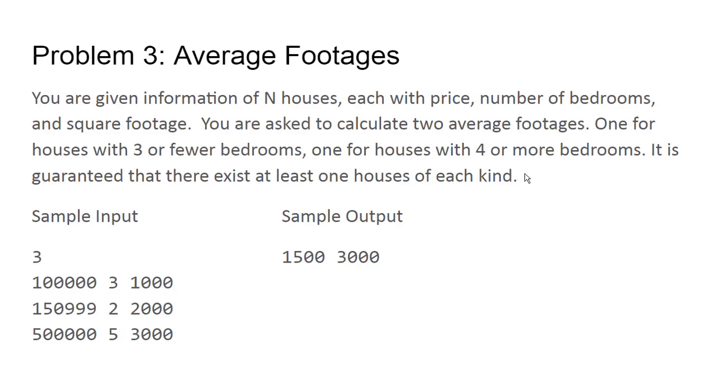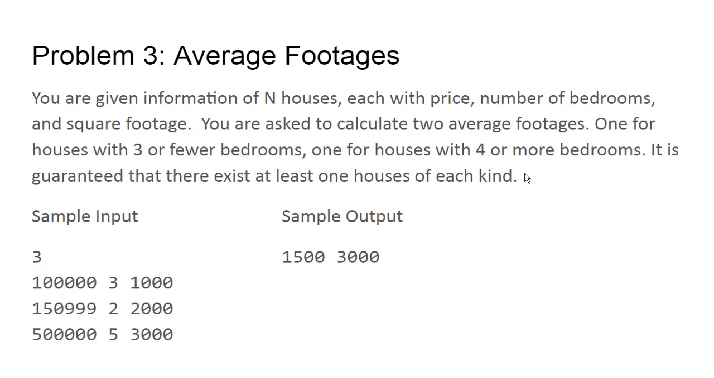Let's look at the third example problem, computing average footages. You're again given information of n houses, and you're asked to calculate the average size, so average footages. You're asked to calculate two of them, one for houses with 3 or fewer bedrooms and one for houses with 4 or more bedrooms. Each house will fall into one of the two classes, and it's guaranteed that there exists at least one house of each kind.